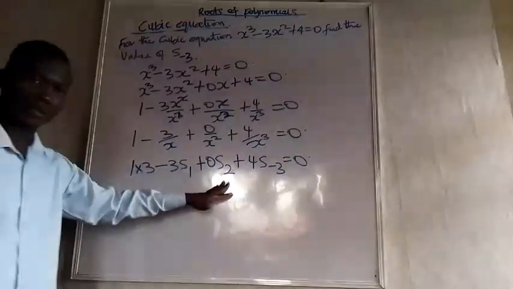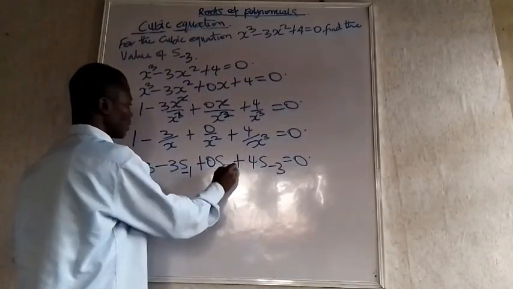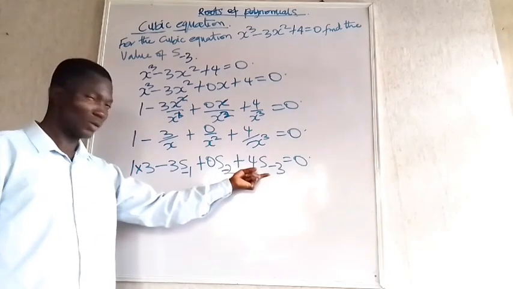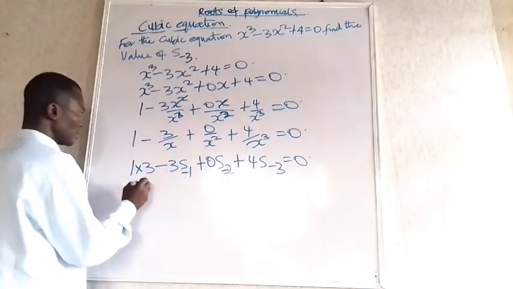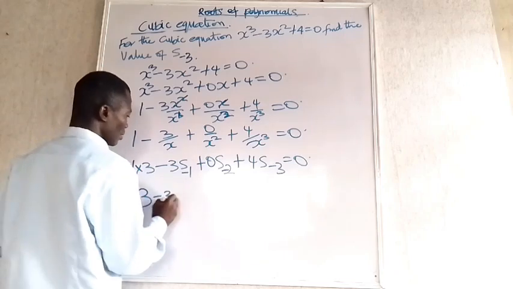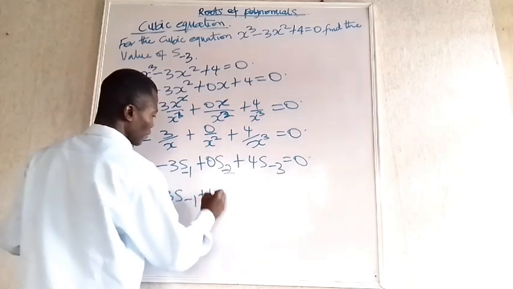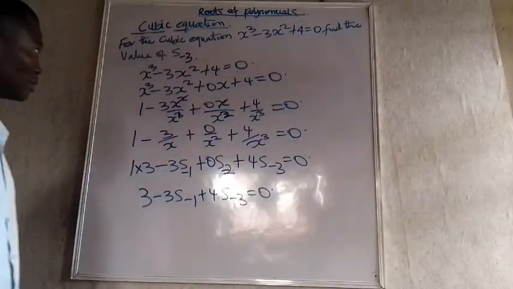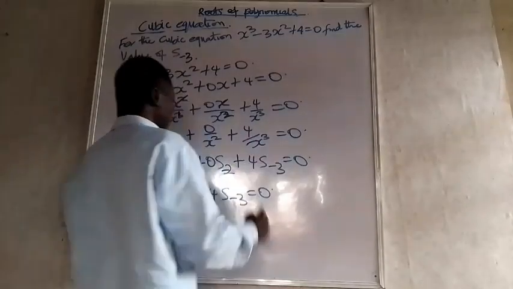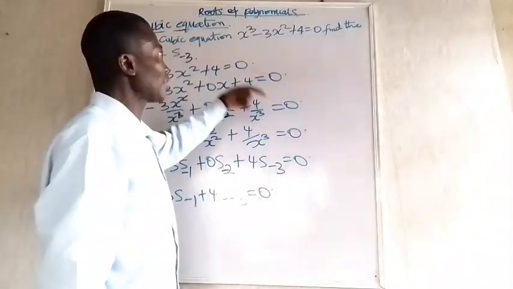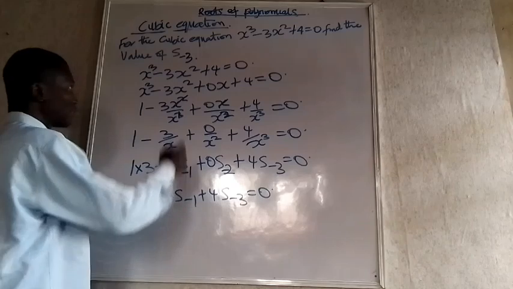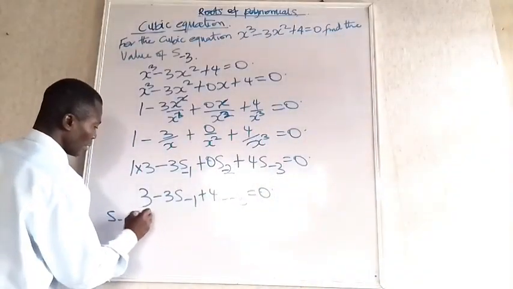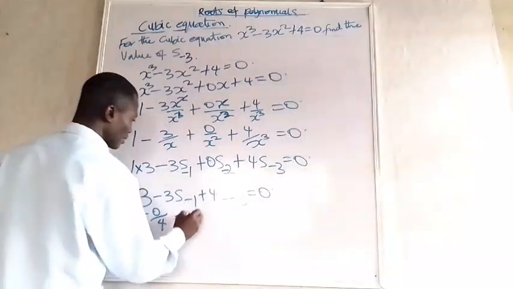So, looking at this, we don't need to start looking for s minus 2. We have our s minus 1 already. We know how to get it. So our equation is going to be 3 minus 3s1 plus 4s minus 3 equals 0. And we have already discovered that to find s1 is going to be minus coefficient of x squared over the coefficient of x cubed. What is the coefficient? That is 0. So s1 is equal to minus 0 over 4, and that is 0.